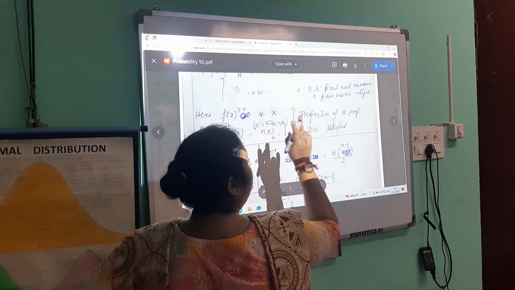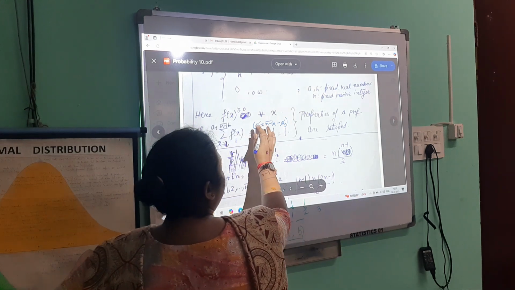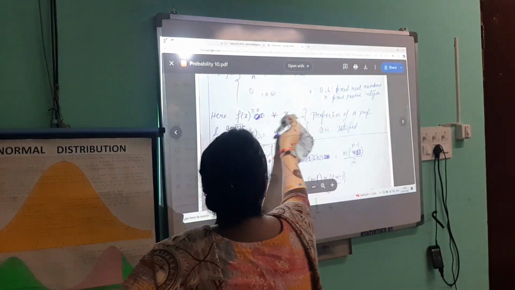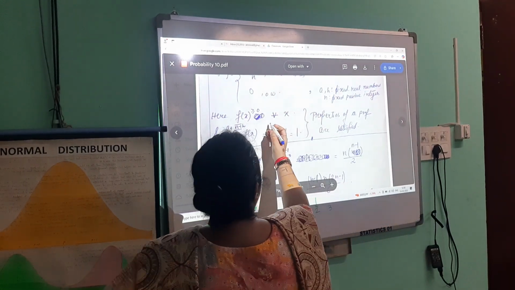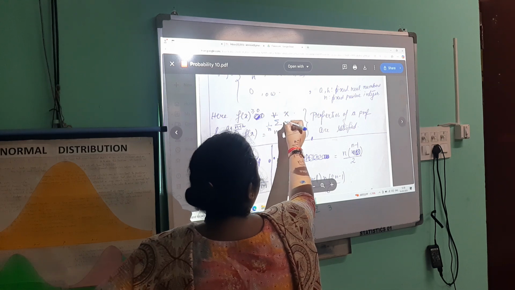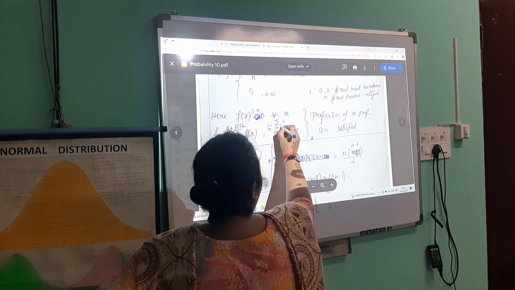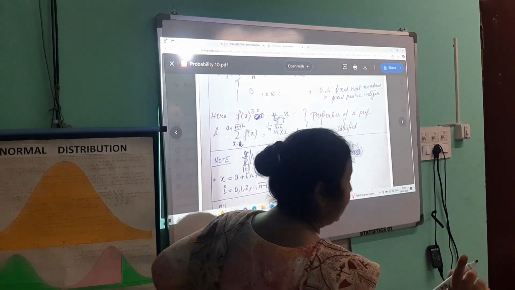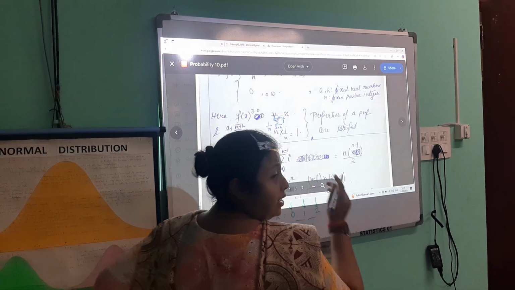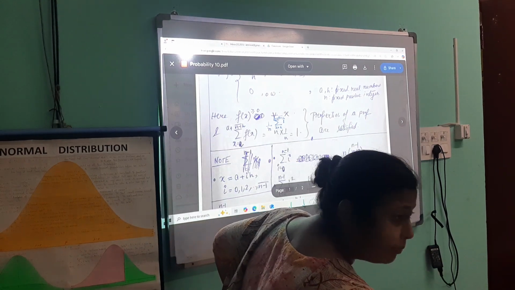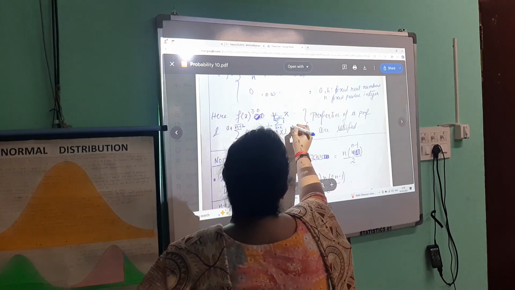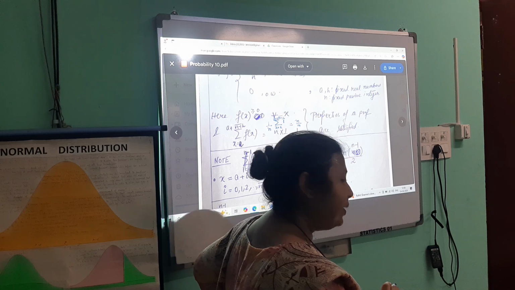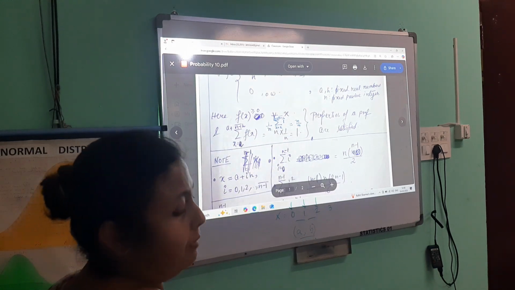So how many points of 1 are present here? 1 by n is a constant, so within summation I have only 1 ranging between a to a plus n minus 1 into h, right? The range is that. So how many points are there? n points. So 1 is being summed how many times? n times. So it is n by n, which is equal to 1. Okay? Understood? The properties of the PMF are satisfied.